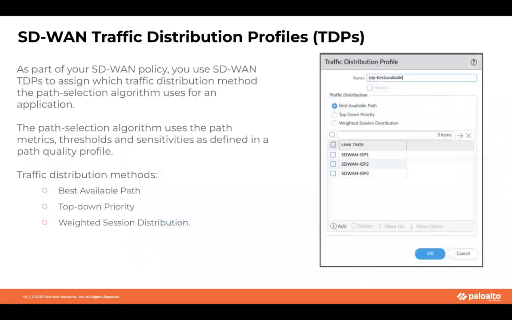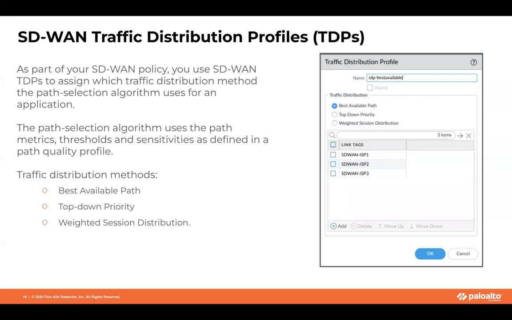The next construct that was introduced as a part of PAN-OS SD-WAN is SD-WAN traffic distribution profiles. So as a part of SD-WAN policies, where we assign the path quality profiles, which you just previously mentioned, for specific applications to trigger failover, traffic distribution profiles are used to assign the distribution method, how we want to distribute that traffic.